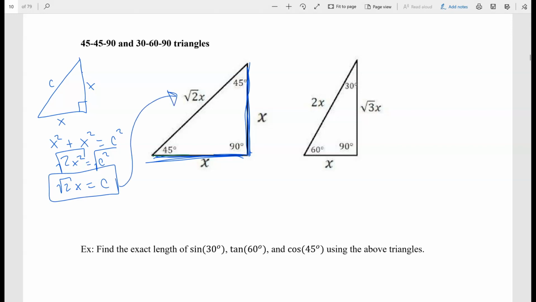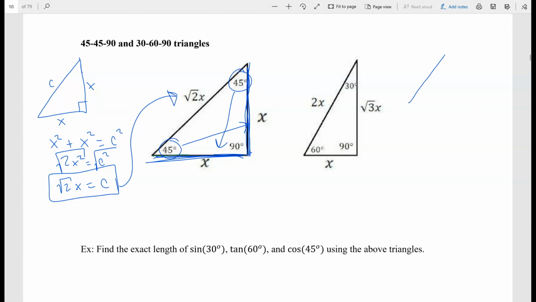Okay, so basically the reason why this is a 45-45-90 is because you can see that if these sides are opposite these angles, they should be exactly the same. If the measures are the same, by similar triangles we know that the length should also be the same. Okay. All right, now this one's a little bit more tricky to think about.